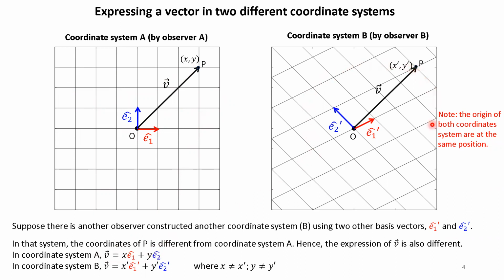If I use the coordinate system B, then this position vector v is given by x prime e1 hat prime plus y prime e2 hat prime. Numerically, this x is not equal to x prime, and this y is not equal to y prime. So the coordinates are actually different, although physically these two P are at the same position.